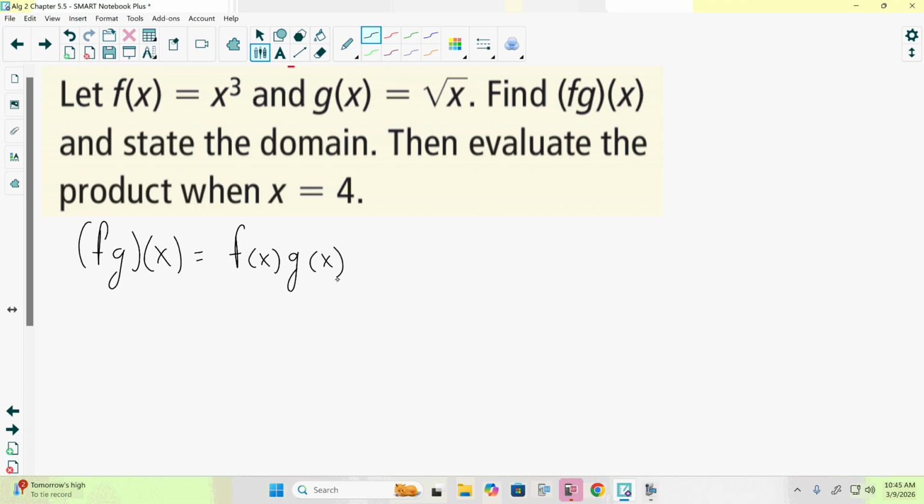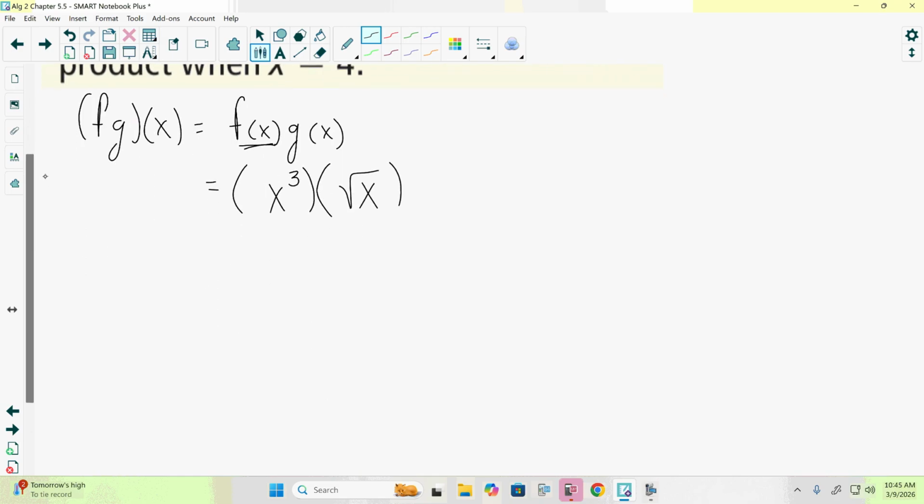So our f times g of x is really just telling us that we have f of x times g of x. We're multiplying the two together. And at this point here, we can replace f of x and g of x with their corresponding functions. Now, since they told us f of x is x cubed, we'll replace f of x with x to the third power. And since g of x is the square root of x, we're going to replace it with the square root of x.